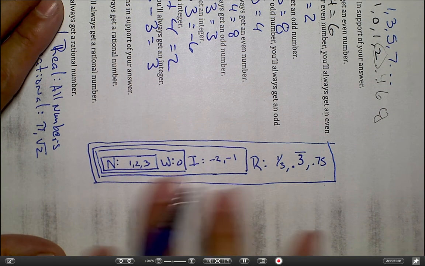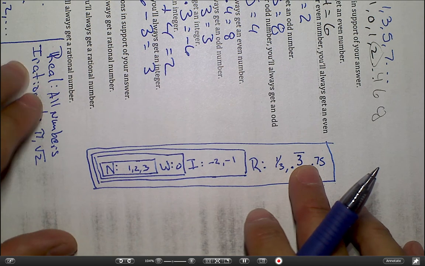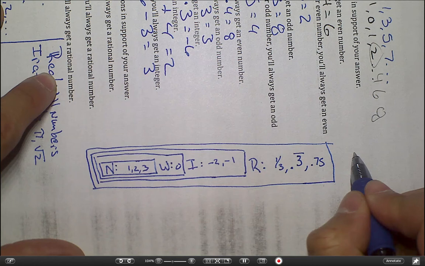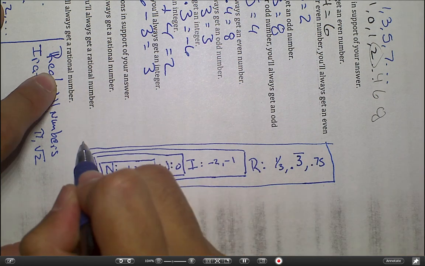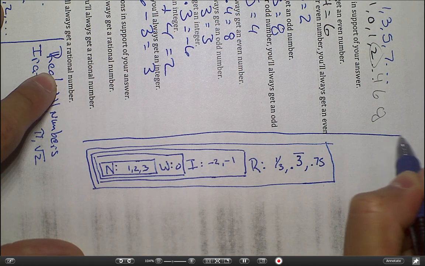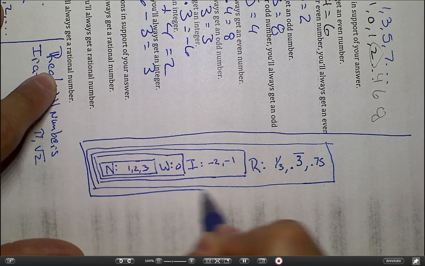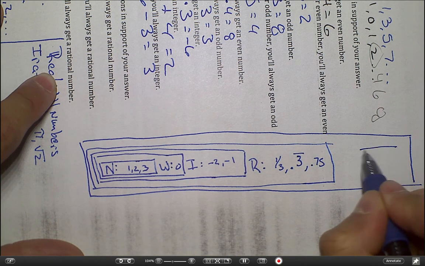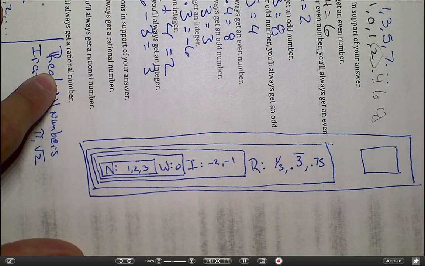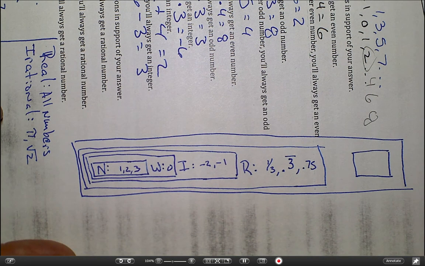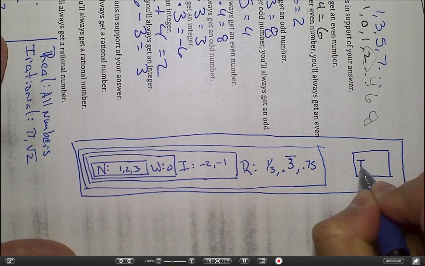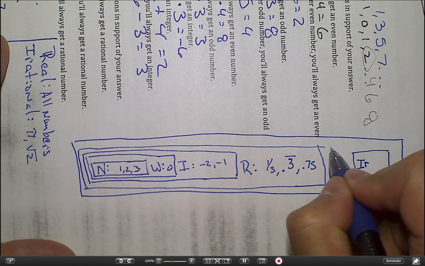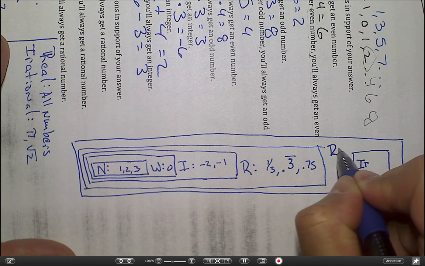So those are natural all the way through rational. The next group is going to be real, but I'm going to do this right here. I'm going to make a big box, and I have a box over here by itself. This is irrational, and all these right here in between are real.